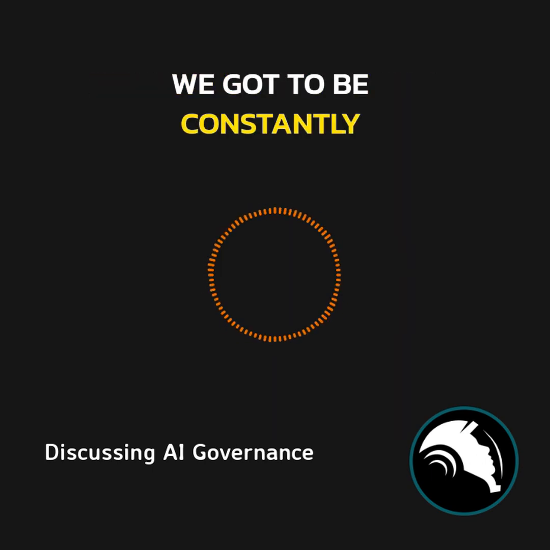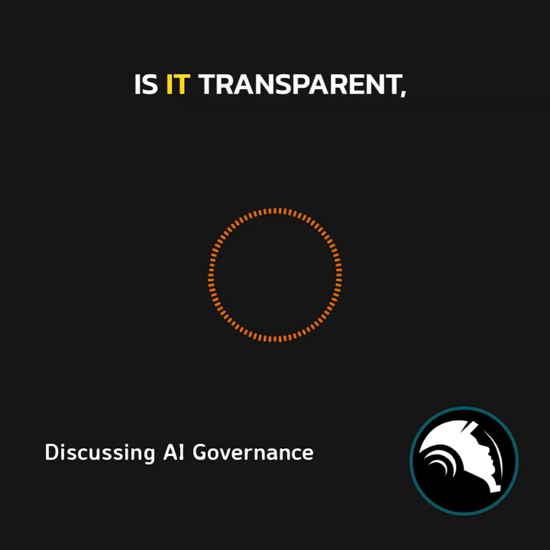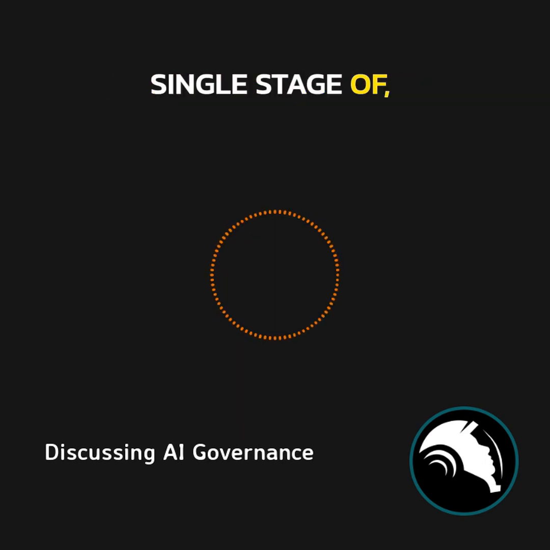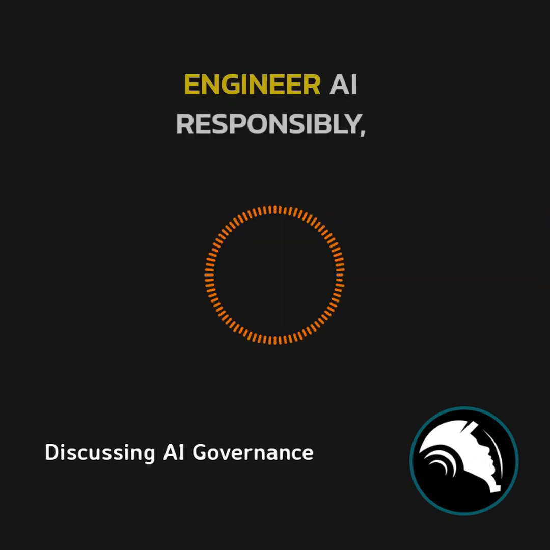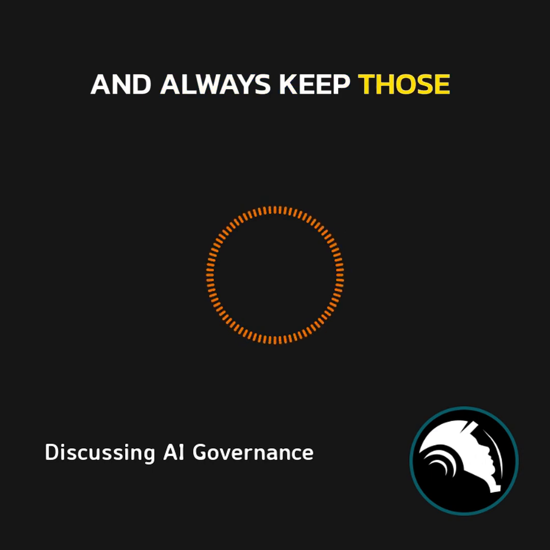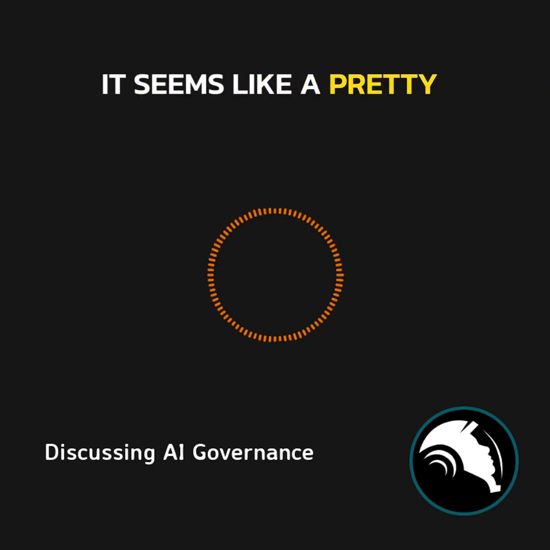Exactly. We've got to be constantly asking ourselves, is this fair? Is it transparent? Is it accountable? And those questions need to be part of every single stage of the AI life cycle. Okay, yeah. I'm starting to see how these four Es all fit together. We need to educate people, engineer AI responsibly, enforce ethical standards, and always keep those ethical questions front and center. It seems like a pretty comprehensive approach.